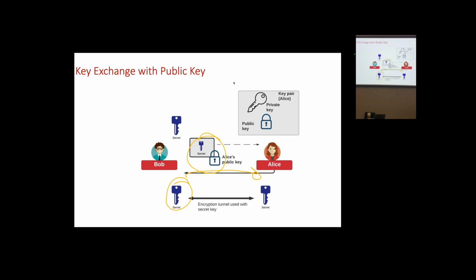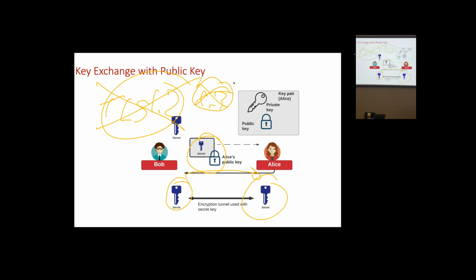And then we encrypt the key that we want to use for your HTTPS connection with Alice's public key. And now they're both using the same key. This was used up to TLS 1.2, but it's gone. In TLS 1.3, it is no more.